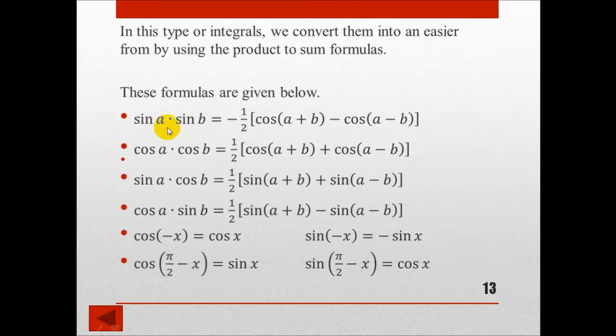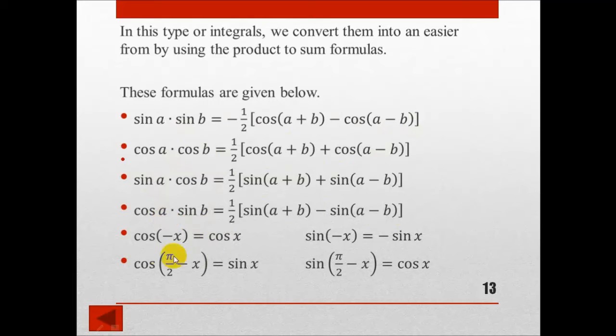You have sin A times sin B, it is equal to this. Cos A times cos B, it is equal to this. And then sin A times cos B, it is equal to this. Cos A times sin B, it is equal to this.